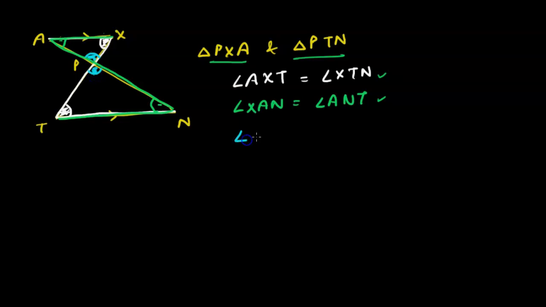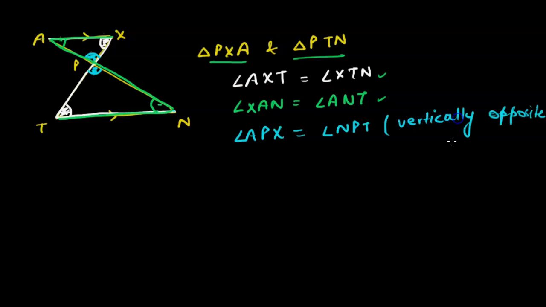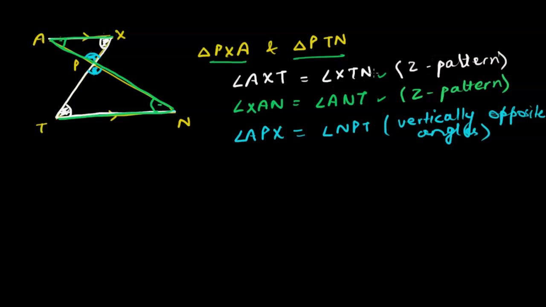So here we can write down angle APX is equal to angle NPT, and we can write the reason here: these angles are vertically opposite angles. It is always recommended to write the reasons in brackets along with the equal angles that we are proving equal. Angle AXT was equal to angle XTN because of the Z pattern. Similarly, angle XAN was equal to angle ANT because of the Z pattern as well. So we have written down the reasons for all the three angles that we have proved equal to each other in two separate triangles.